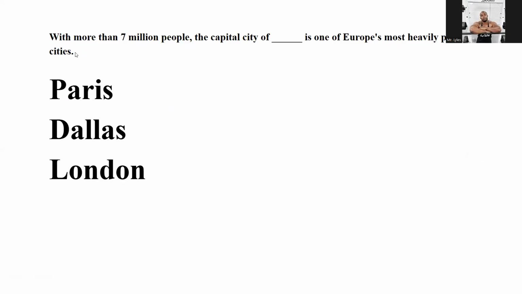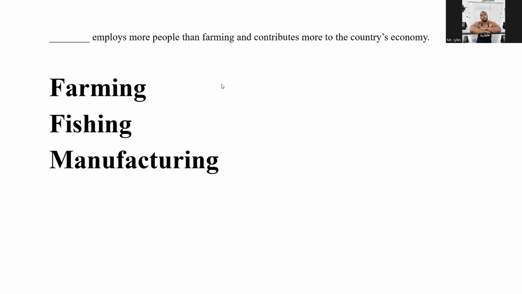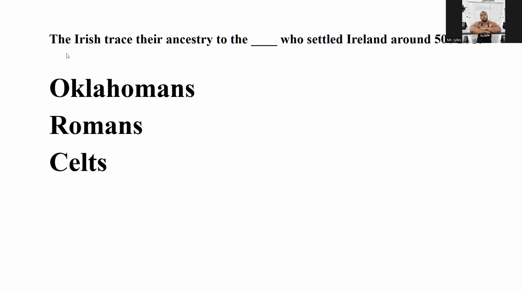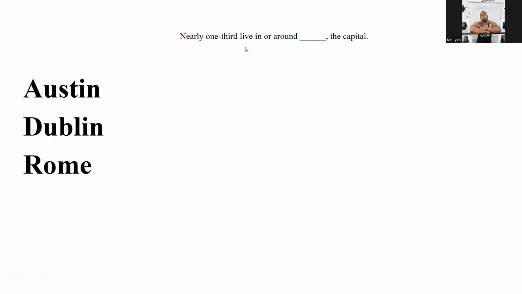With more than 7 million people, the capital city of London is one of Europe's most heavily populated cities. Blank employs more people than farming, and contributes more to the country's economy. What? Manufacturing. The Irish trace their ancestry to the blank, who settled Ireland around 500 BC. The Celts, forget the pronunciation. Nearly one third live in or around blank, the capital.